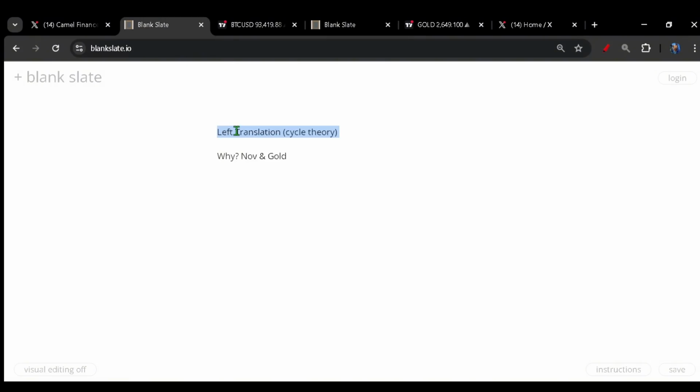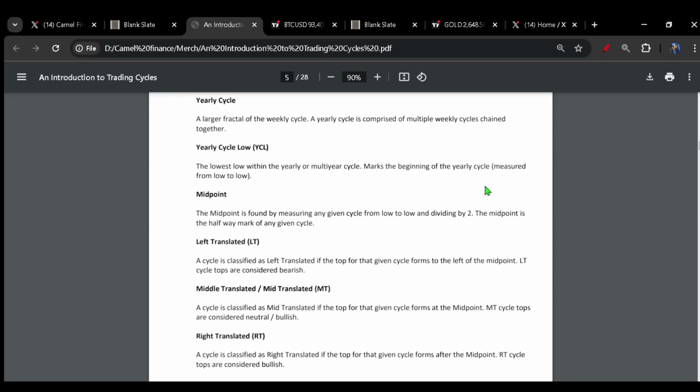So first of all, there's a whole heap of people that are new to this channel and new to cycles. So I think it would be prudent to start with first principles here. So let's start with the definition. This is the PDF I wrote on cycles. The first thing we need to understand is the midpoint, okay? The midpoint is found by measuring any given cycle from low to low and dividing it by 2.